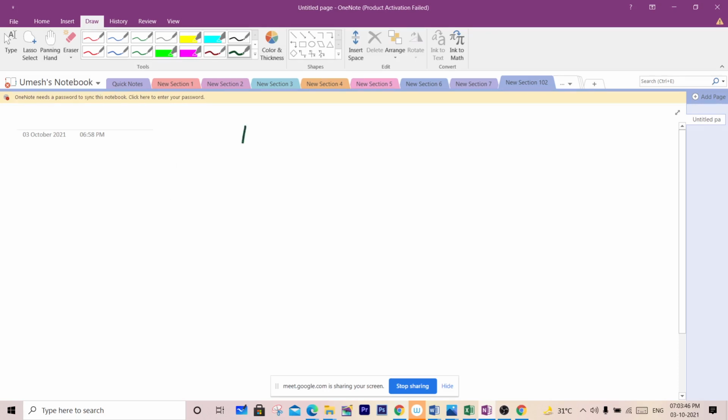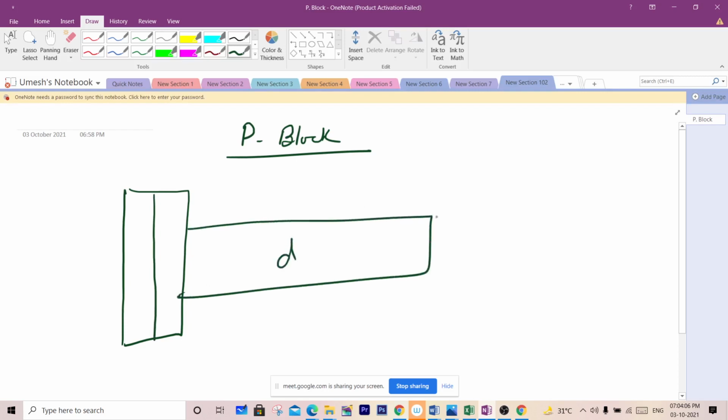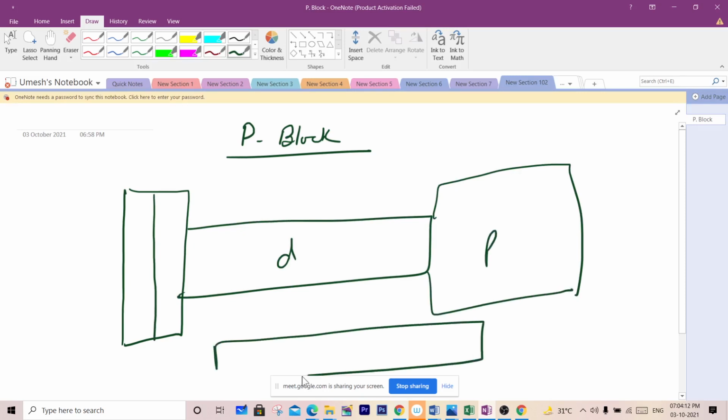I'm discussing the P block. I'm talking about the periodic table that has 4 blocks. We call this the S block. Then here we have the D block, and here we have the P block, and at the bottom we have the F block. The S block we have completed. In the S block we have group number 1 and 2 that we had done in detail.